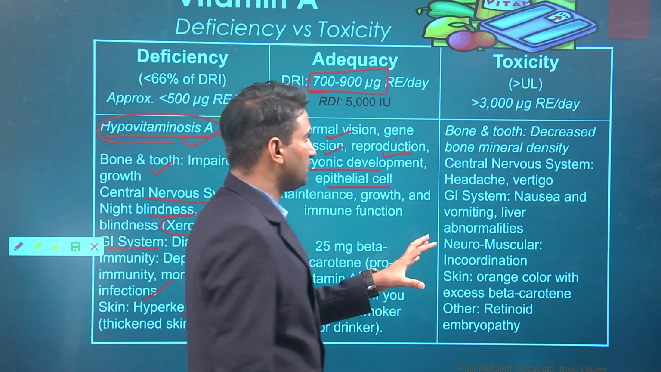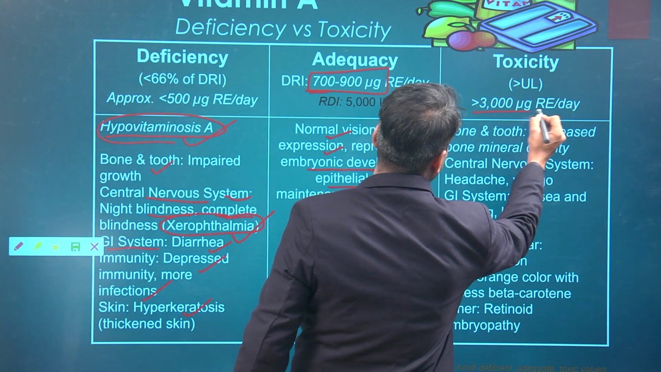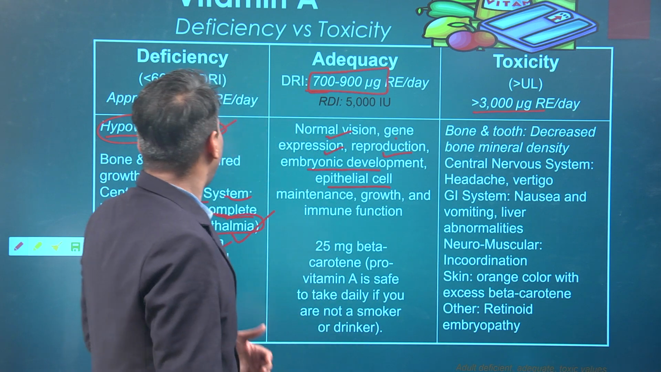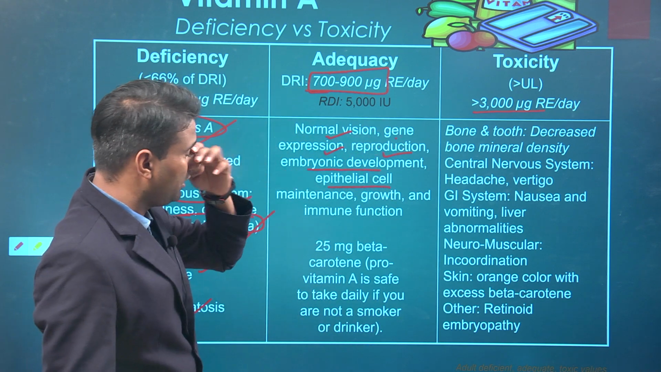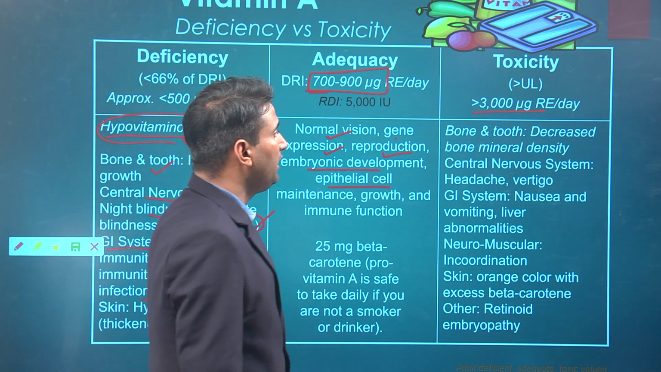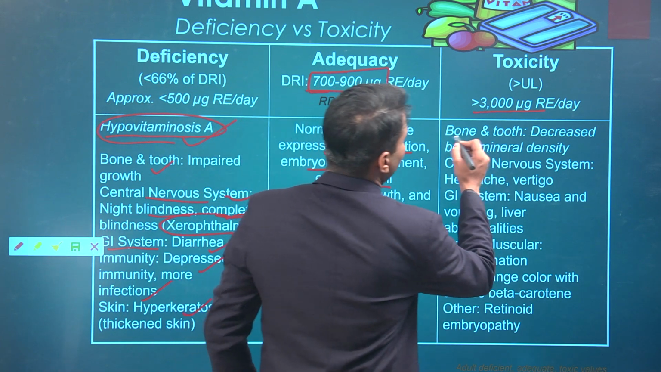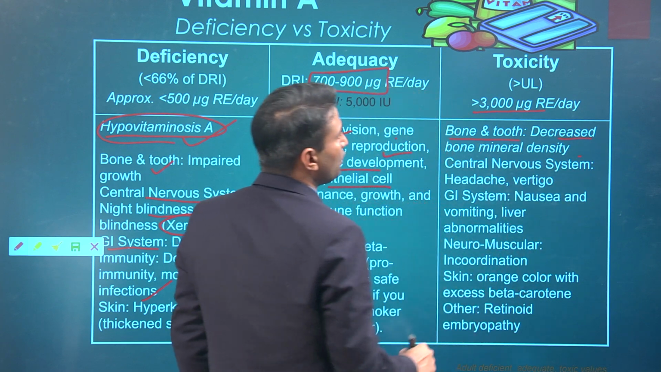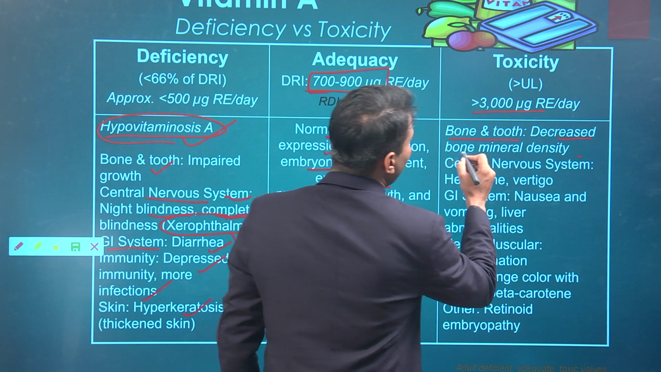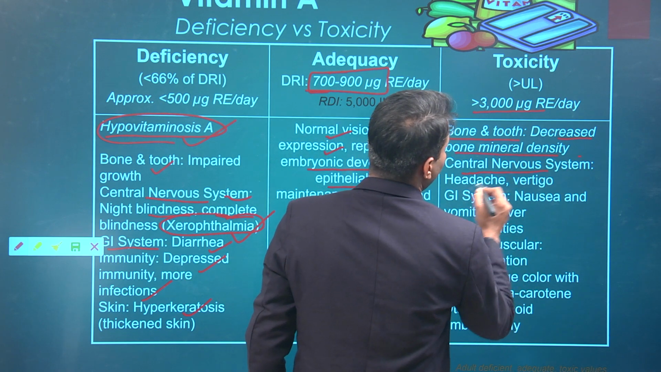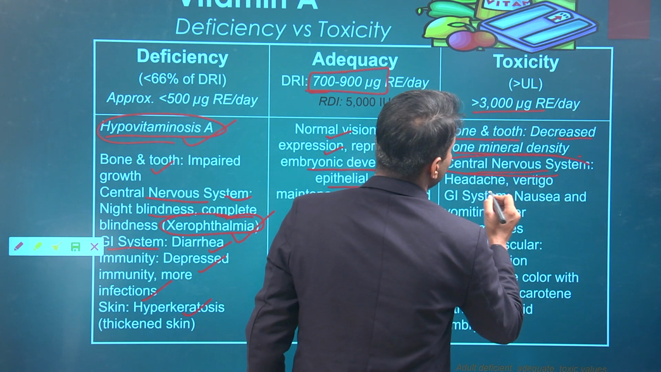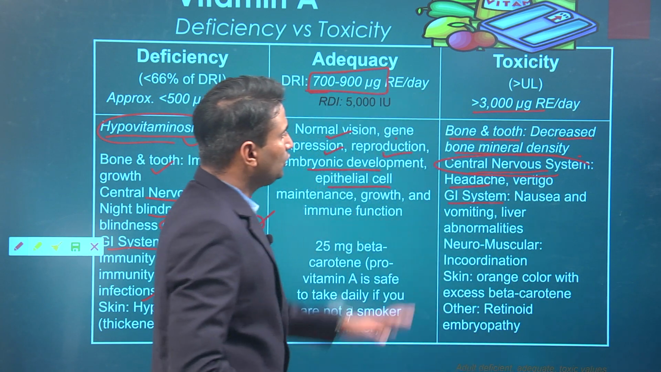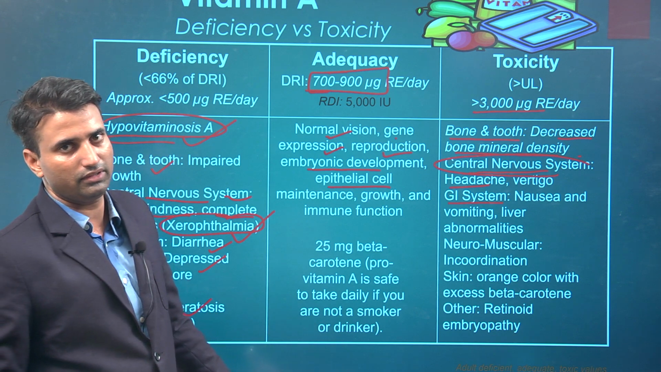Finally, our toxicity. Toxicity comes whenever it is going beyond 3000 microgram a day. So it is very high. And whenever it is very high, we can say there is a problem with the bone and tooth. It decreases the absorption of vitamin A and leads to decreased bone mineral density, problems in the central nervous system, headache and GI system problems. So these are the problems which are associated with toxicity.